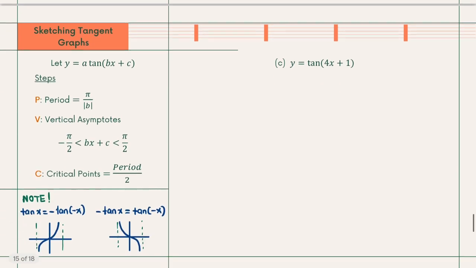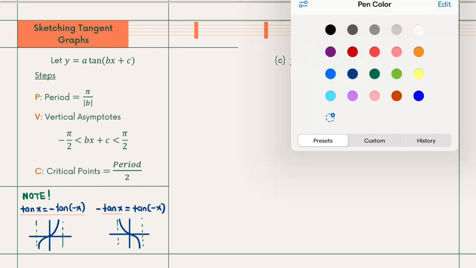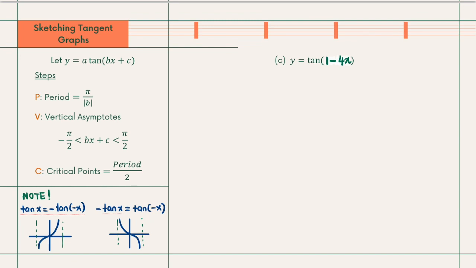Alright, seterusnya kita tengok graf yang ketiga ya. Saya nak ubah sedikit graf yang ketiga. So graf ketiga ni sebab kita dah buat graf yang positive tangent je kan. So why not we change this function kepada tangent of 1 minus 4x. Okay. So kat sini saya nak lukis, sebab saya nak cuba lukis graf untuk negative tangent ni lah. Sebab kita dah lukis yang positif sahaja kan. Okay. Next, kita start dengan cari dia punya period.